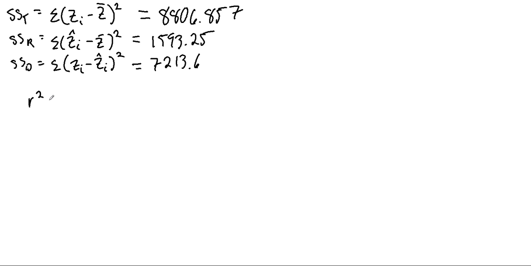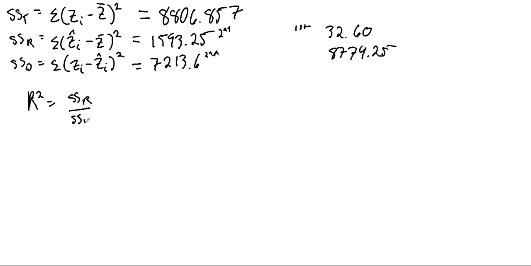Then we can calculate our R squared. Oops, that should be a capital R. So this is my goodness of fit. This value here is for my second order. I did the second order first. So my first order, put it over here, it's 32.60, and it is 8774.25. So my R squared value is when I calculate the SSR over SST. So it's how well does my trend fit my actual observations.